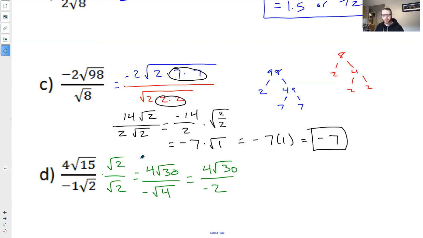Okay, now we need to reduce root 30. So 30 goes down to 2 and 15 and 3 and 5. We have no doubles there. We are taking the square root, so root 30 is as simplified as we can get. Okay, now let's look at the coefficient in front of root 30. So we have 4 root 30 divided by negative 2. So 4 divided by negative 2 gives us negative 2 root 30.